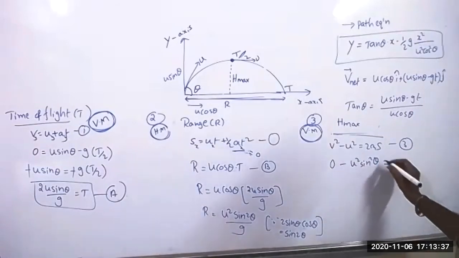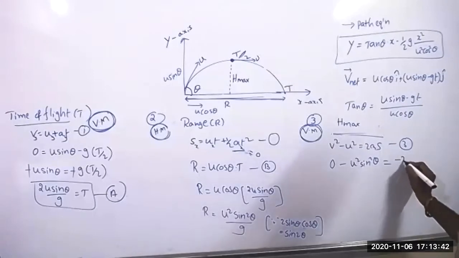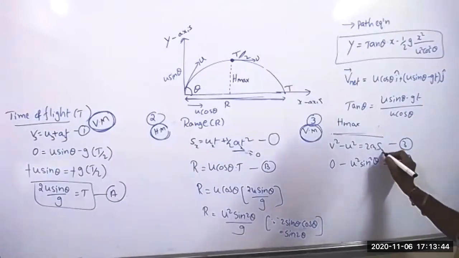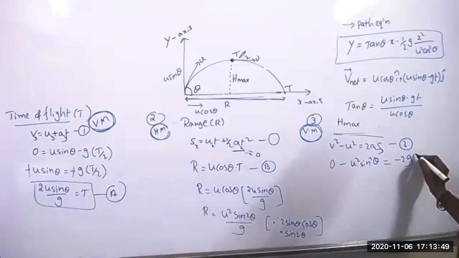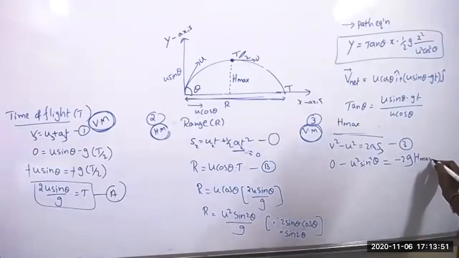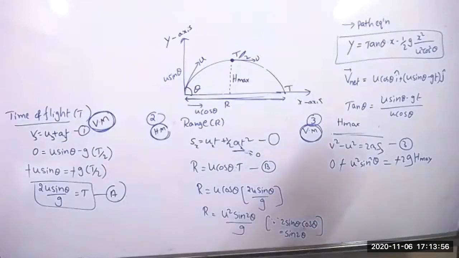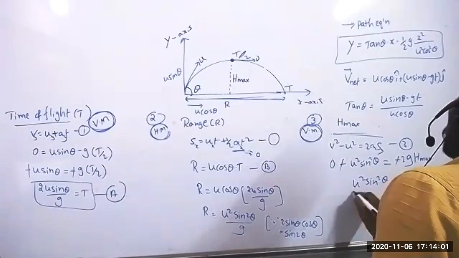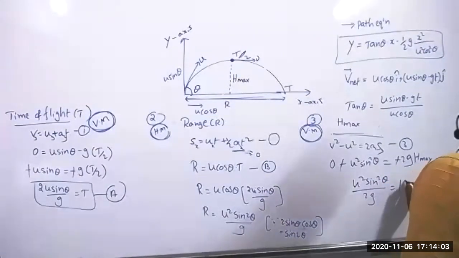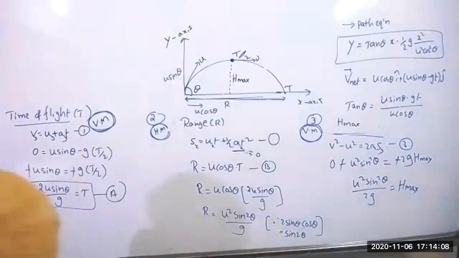A plus, minus g. So minus 2g s plus sy. Sy how much? H max. Minus 2 minus. Okay. So u square sin square theta by 2g is equal to h max. Clear? Yes, sir. Write that down.